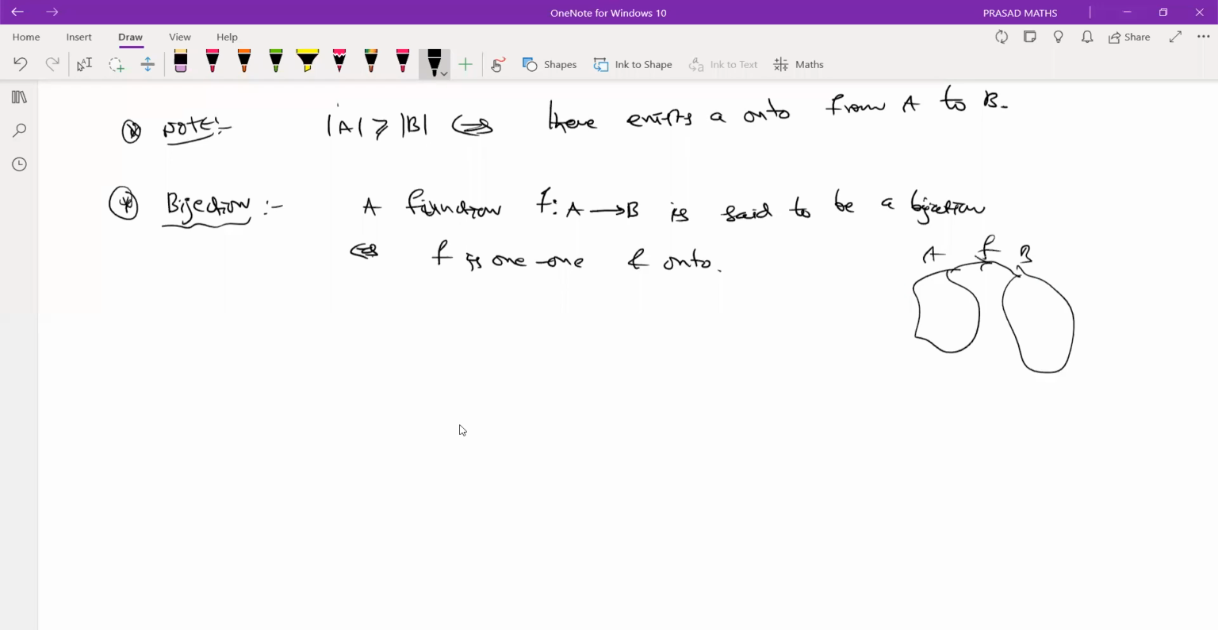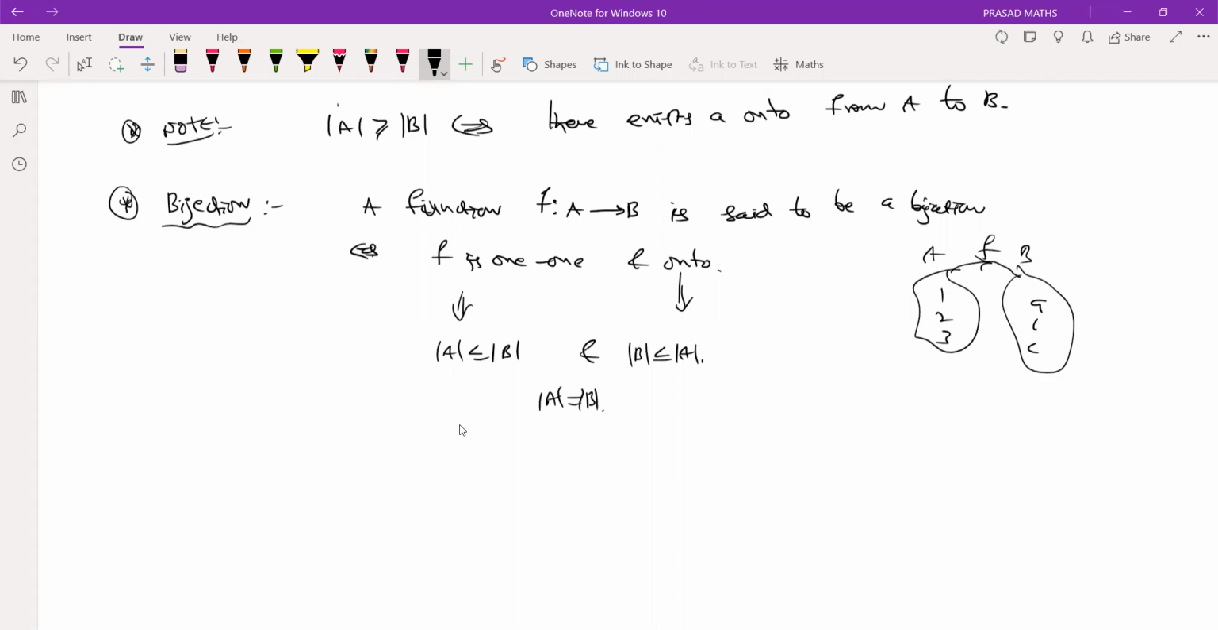So one-one means what you observe? I already told you: cardinality of A less than or equal to cardinality of B. Onto means cardinality of B less than or equal to cardinality of A. So the cardinality of A is less than or equal to that of B, and the cardinality of B is less than or equal to that of A. Therefore, the cardinality of A must be equal to the cardinality of B. So whenever f is a bijection from A to B, we observe that the cardinality of A equals the cardinality of B.